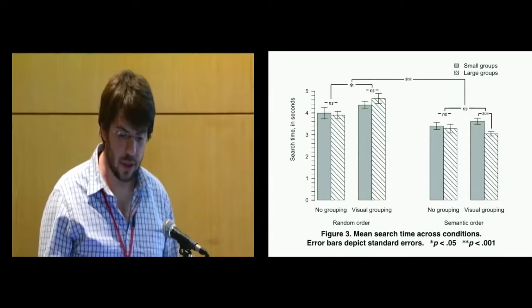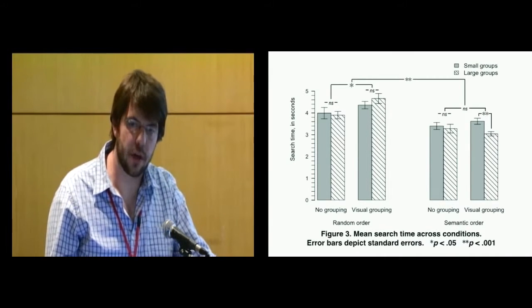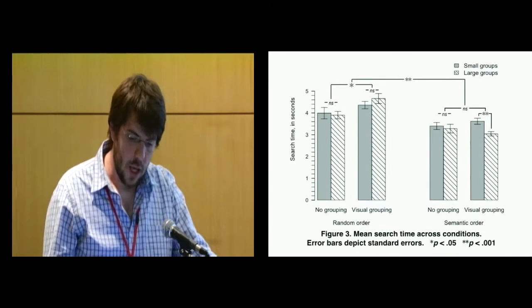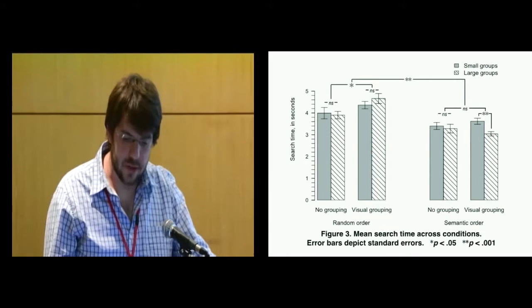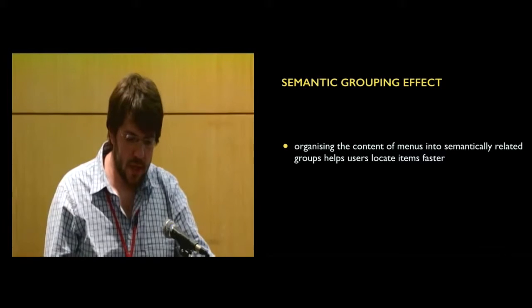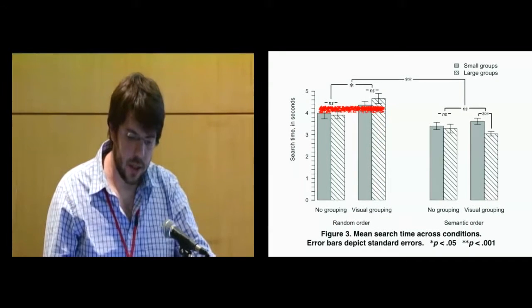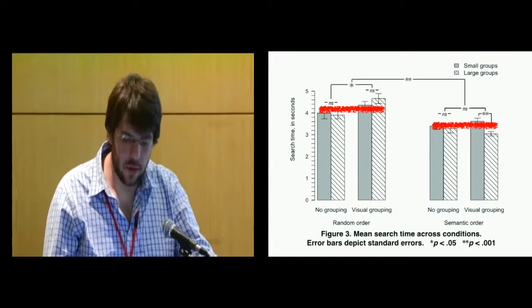Right, results. Here are the results to digest. We're interested in search time, so how quickly users are at finding stuff. I'm going to walk you through. There are 3 main things to observe in this graph, hence the stars. The first one is that organizing the content into semantically related groups helps. So this is slower than this, right?